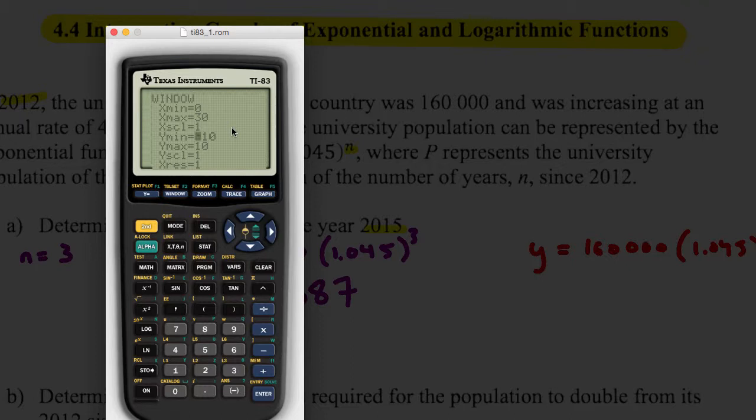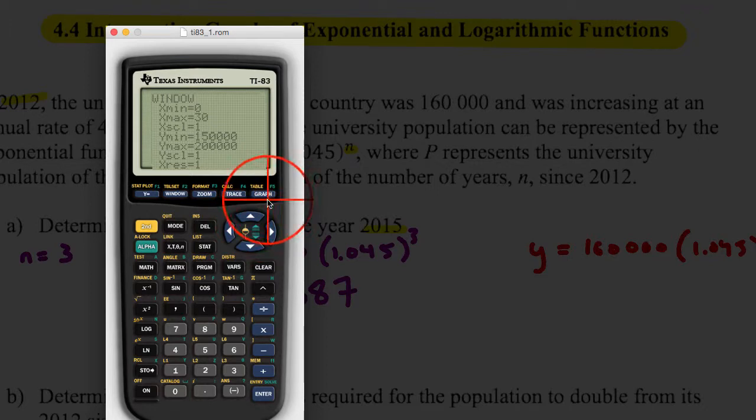Okay, now the Y minimum and Y maximum, this is the number of people. Well, it says that the population is always increasing. So if it started at 160,000, we don't even need to go below that. But why don't we go a little bit below that just so we can see the curve nicely? We'll put 150,000. I'm using my keyboard to click these in, it's a little bit faster. And why don't we go up to about, I don't know, 200,000?